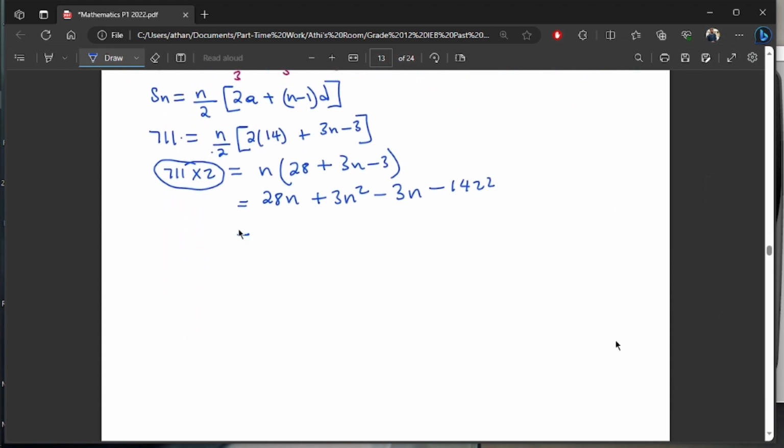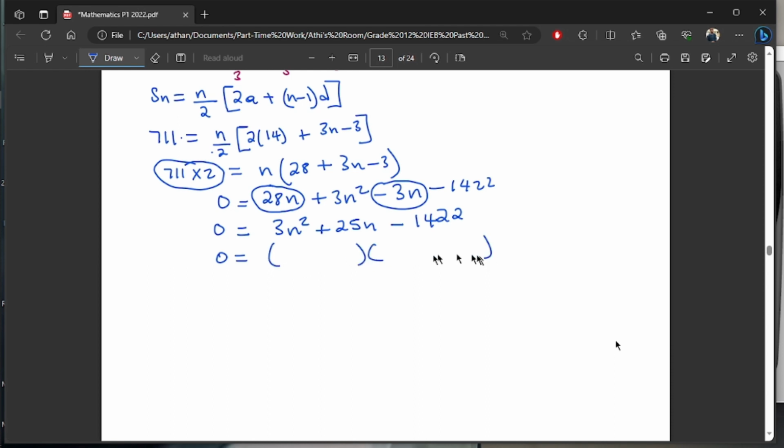To write it in a standard form, I'm going to start with 3n squared minus... okay, before we say minus, have a look at 28n and 3n. Those are like terms, which should give us 25n minus 1422. So I put that 1422 there. Now I get this quadratic equation. Remember, we're still looking for n.